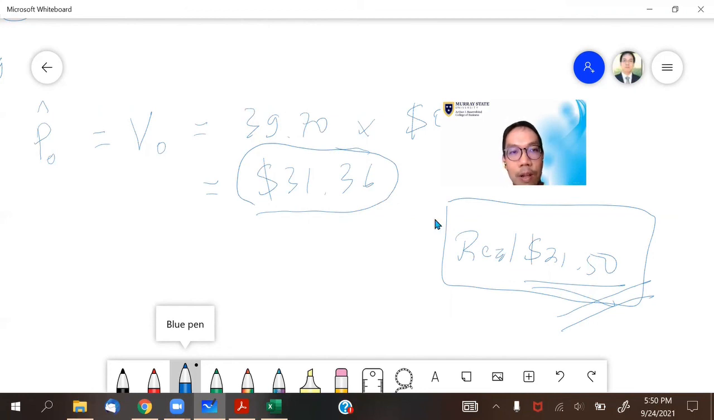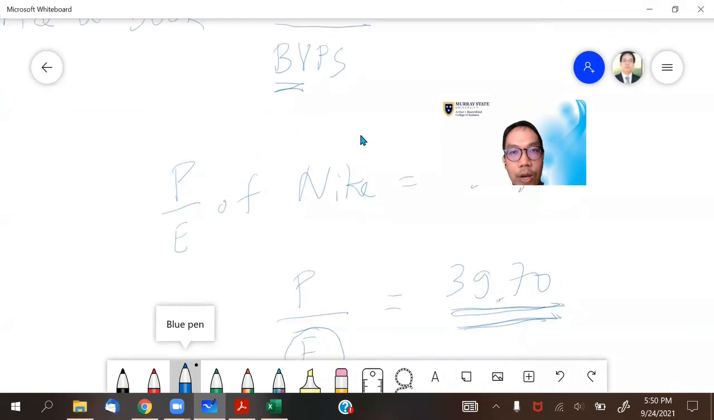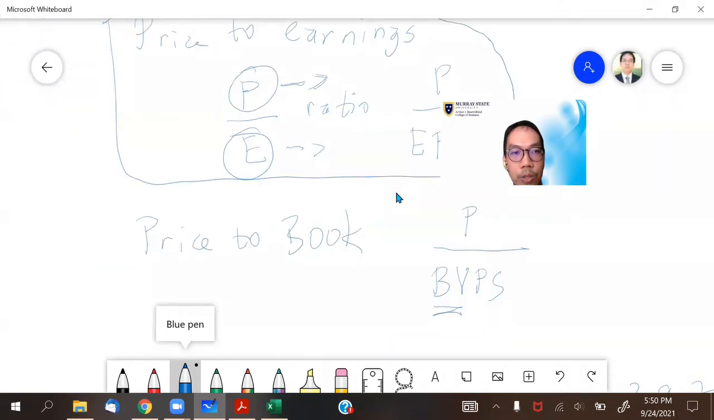Okay, so this is an example of relative valuation. You can try other ratios like price to book ratio or price to EBITDA. You can try any other famous relative valuation ratios, but the principles remain the same.